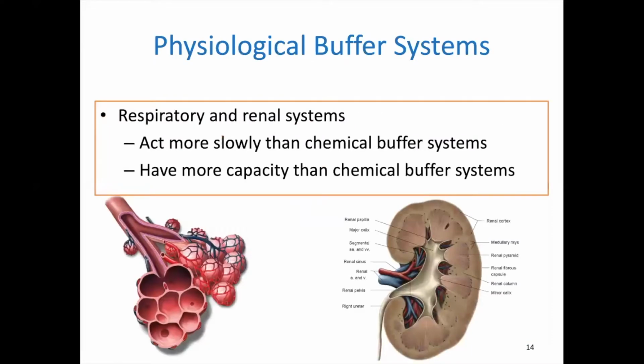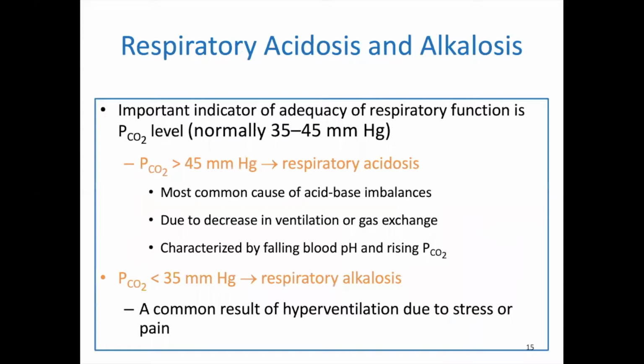So, taking a look at our physiological buffering systems, we've got the respiratory system and the renal system, and they act more slowly than this chemical buffer system that we just talked about. They have more capacity than the chemical buffering systems to help us balance out our pH. So, we're going to take a look at respiratory acidosis and alkalosis.